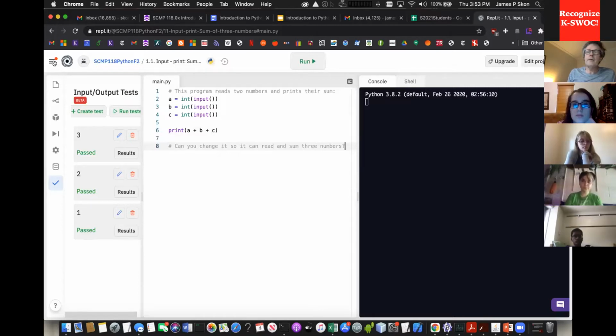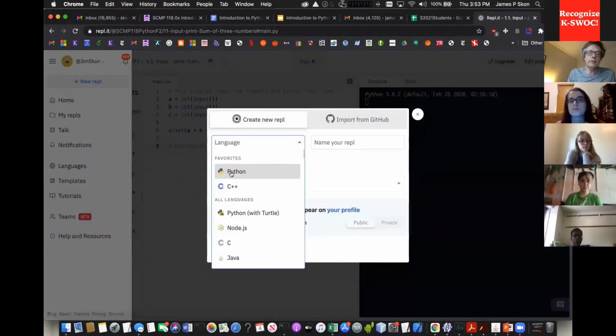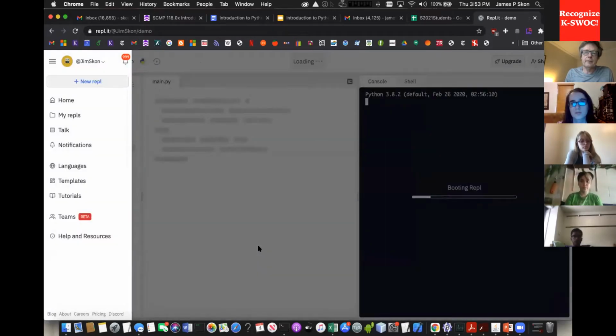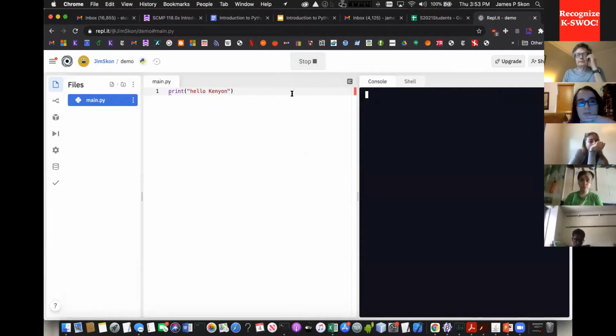Now, just in general with REPL, you can always create new ones. And then you can start writing programs, and it will keep track of your REPLs. Which is what we kind of learned about today. So you're going to be using this environment a lot.